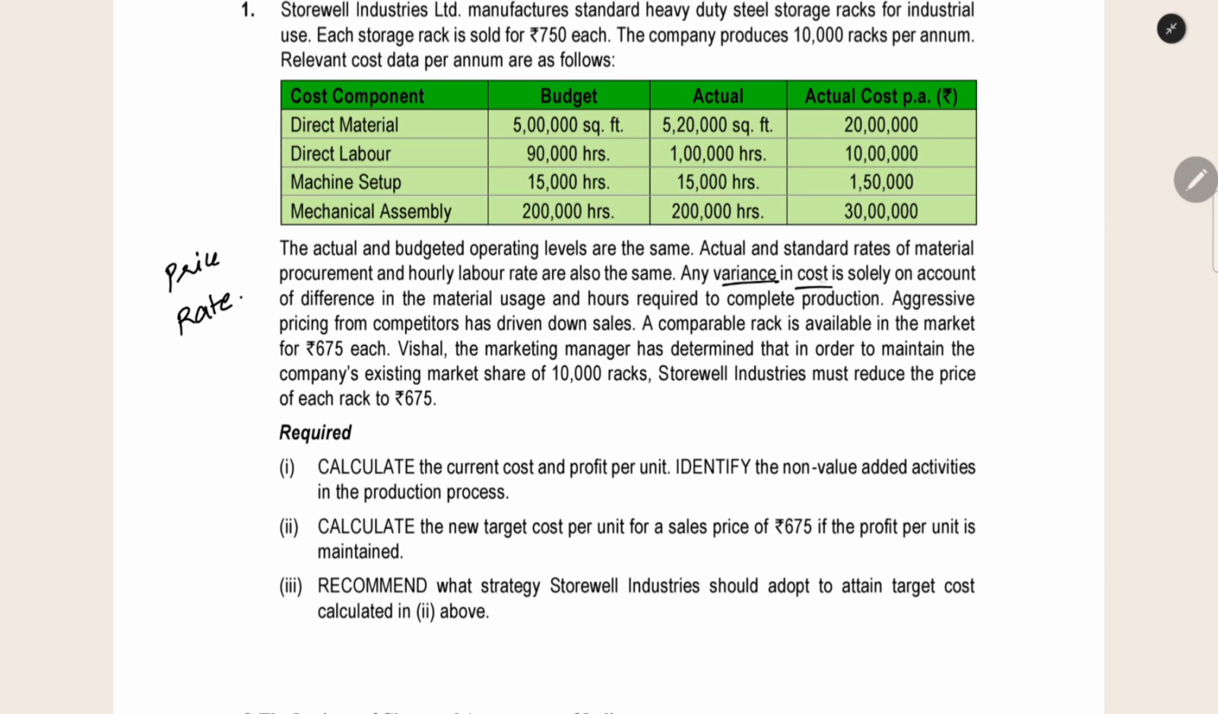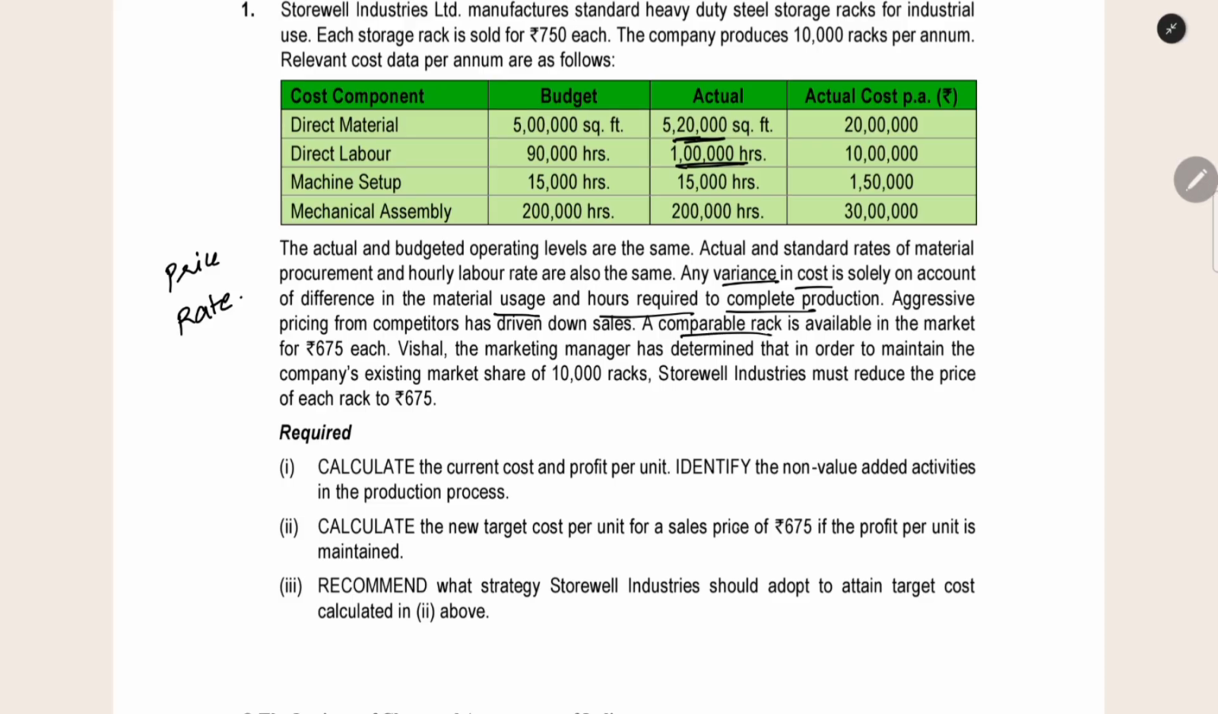Any variance in cost, the difference in cost, is solely due to difference in usage and hours required to complete the production. The only difference we are getting is because of the difference in usage. Here we are using 20,000 square feet more material. Here we are using 10,000 hours more labor. This is the only reason for the cost difference between budget and actual.